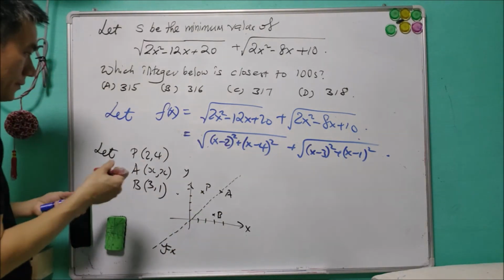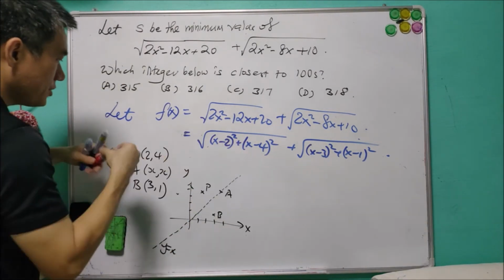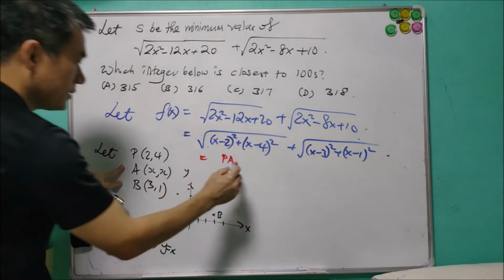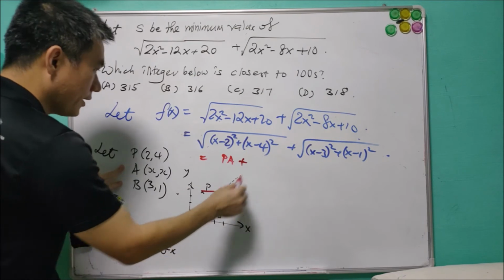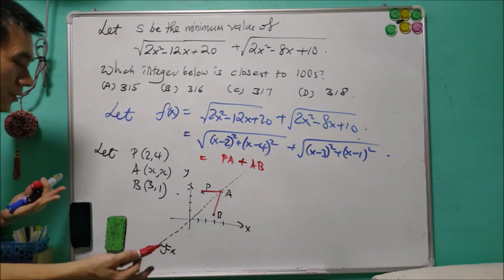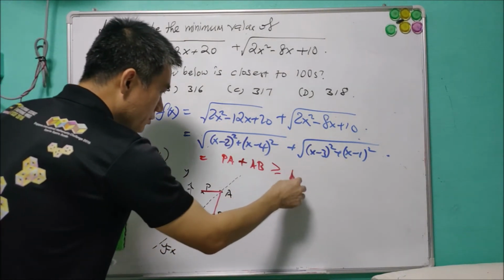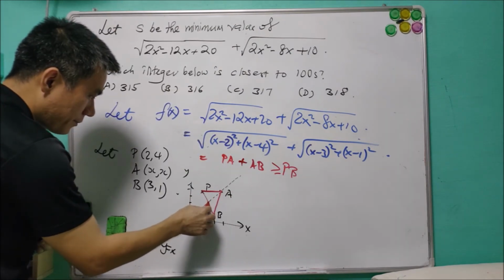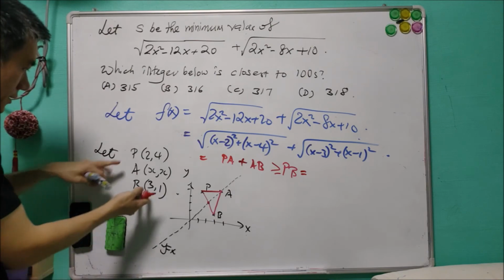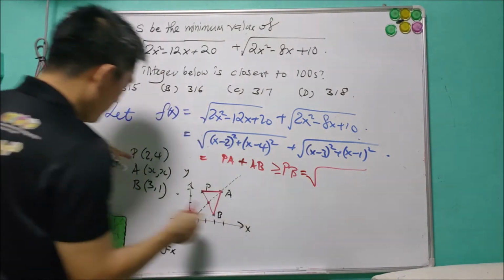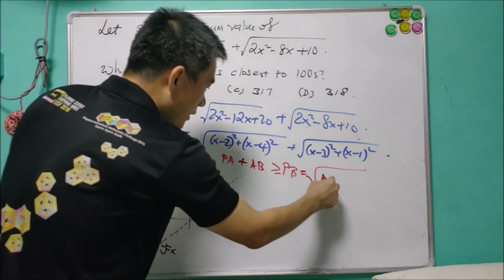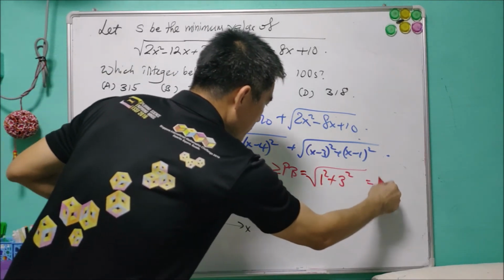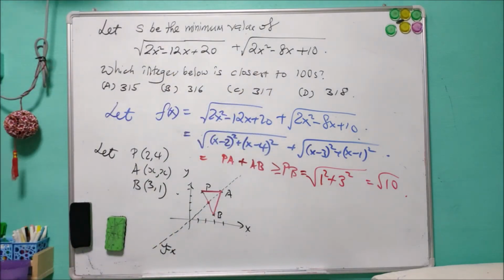So back to this again. The first term is actually equal to the length of PA, and the second term is actually equal to the length of AB. Using the triangle inequality, we know that this will be greater than or equal to PB. The equality holds if and only if A is the point here. The length of PB is the square root of (2 minus 3) squared, so that is 1 squared, plus 3 squared, and this is the square root of 10 again.